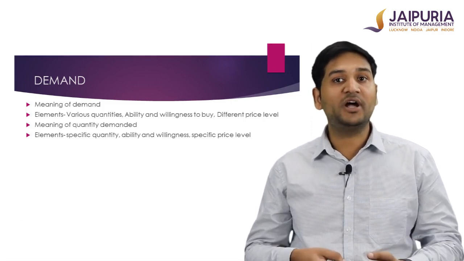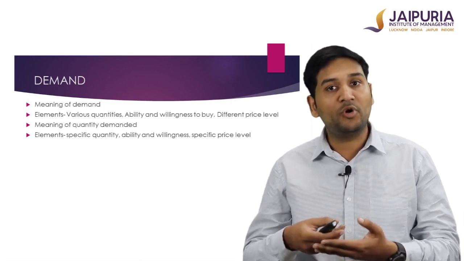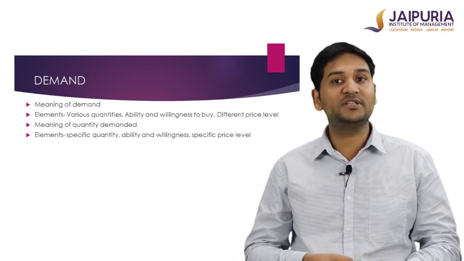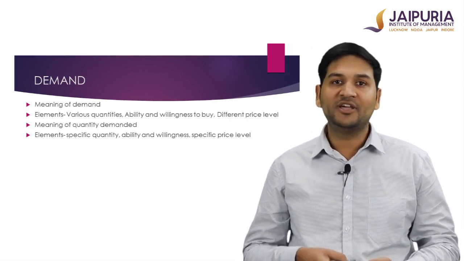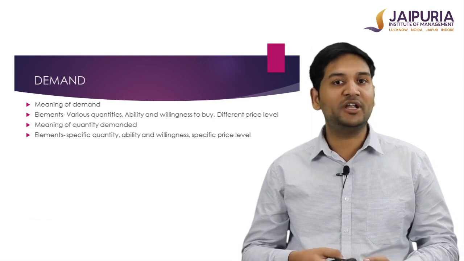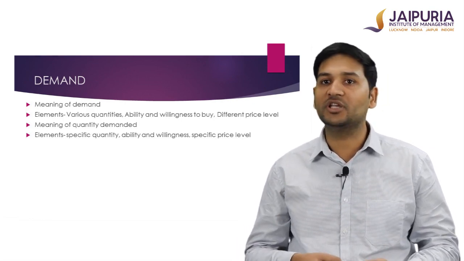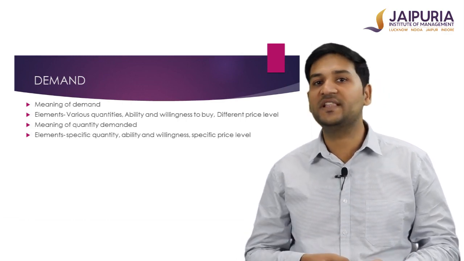Quantity demanded tells the specific quantity of a commodity which a consumer is able and willing to buy at a specific price. In demand, we have various quantities. In quantity demanded, we have a specific quantity. And in quantity demanded, we also have a specific price level.